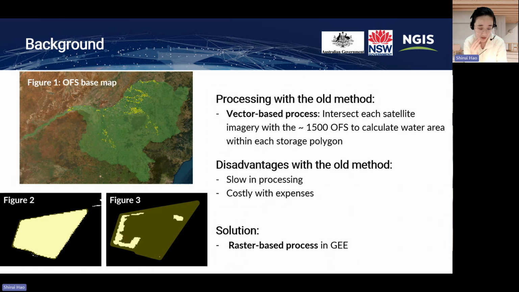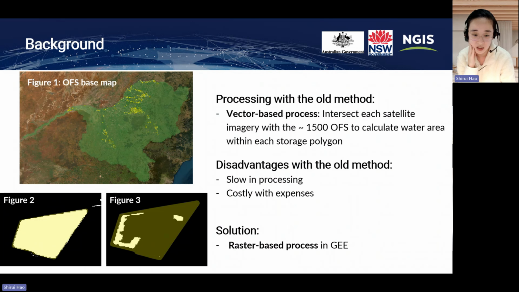What we need is to retrieve all of this water area within each of these storages across a long time. The disadvantage of this old method is that it's quite slow in processing, because it has to handle all of these polygons with tons of vertices across a really long time and also a very big area. It can also be very costly in expenses. So the solution we came up with is a raster-based process in Google Earth Engine.